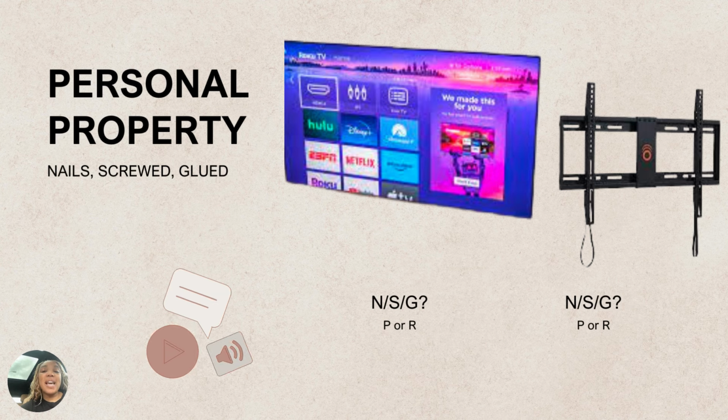So personal property is anything that's nailed, screwed, or glued. All right, so if it's the TV, I want you guys to tell me, is a TV personal property versus the thing that the TV sits on? What's your thoughts? Okay, so just think about it. When it comes to real property, it has to be nailed in, screwed in, or glued. When it comes to the TV, you could take the TV off the mount. So the TV is considered personal property. It doesn't run with the land. But the mount is screwed in. So the mount is going to run with the land. So the TV, again, it comes off, is personal property. The mount is screwed in. So anything that's nailed, screwed, or glued, remember, that runs with the land.